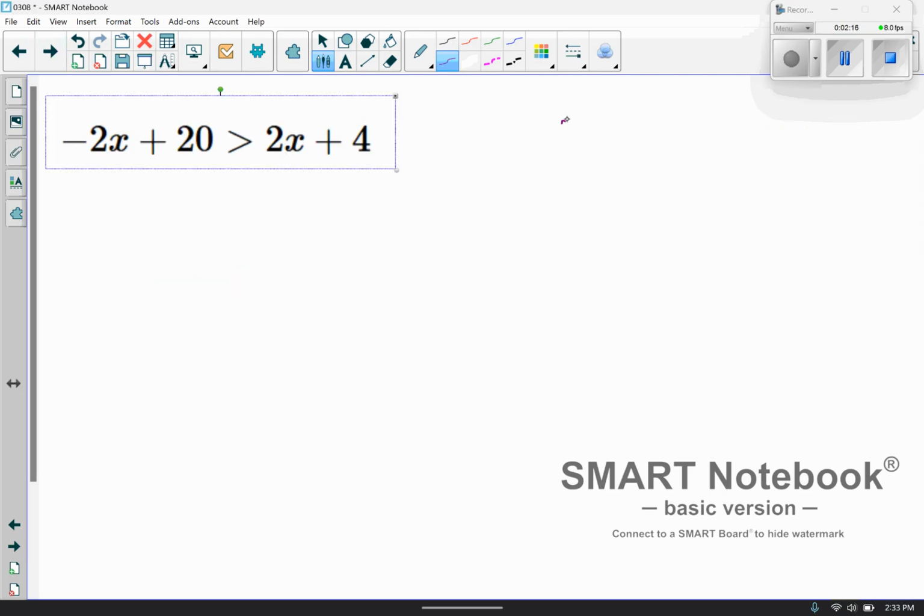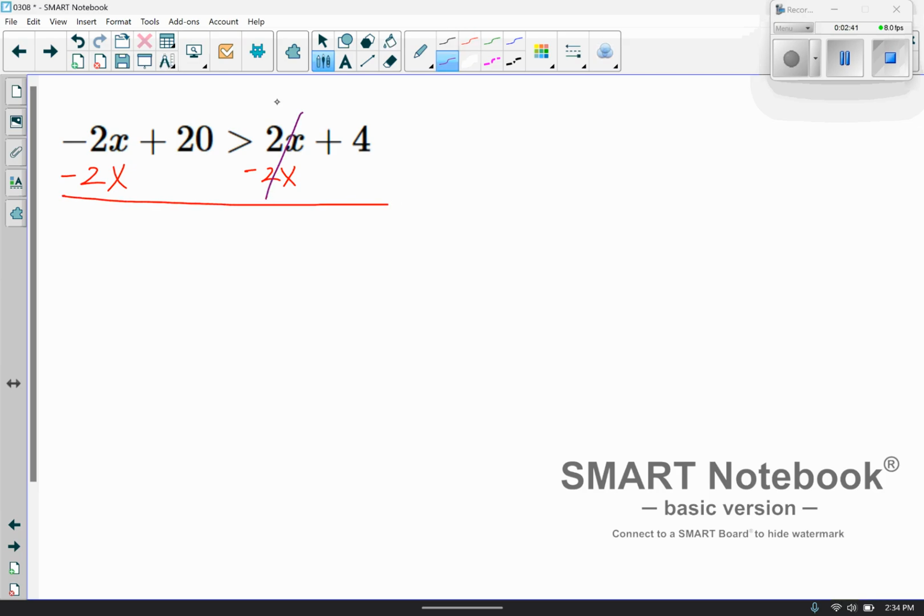Okay, so once again, I have the variable appearing on both sides. And so I do have two approaches I could do here. I could add 2x to both sides, which wouldn't be a bad idea. It would keep my variable positive, and that's one approach. But I'm going to go ahead and subtract 2x. And the reason why is I want to review what happens when we have a negative variable.